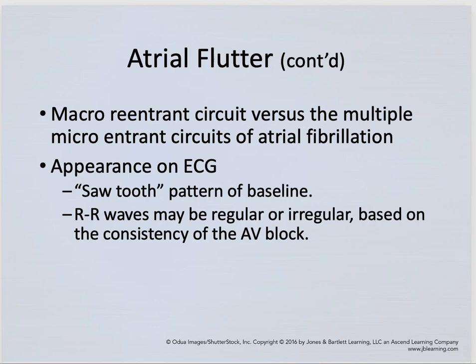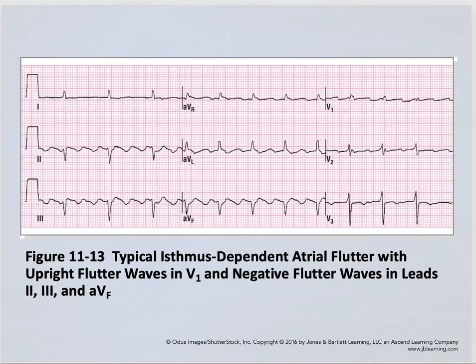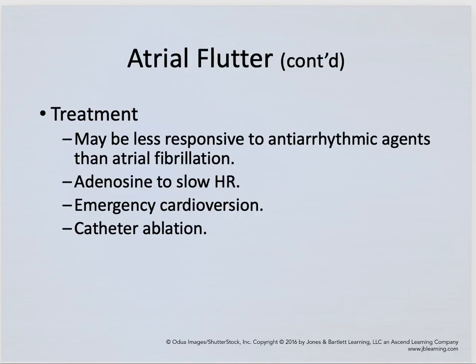The appearance, instead of being chaotic with no discernible P wave, is that I'm going to describe the baseline of a flutter as a sawtooth pattern. It kind of looks like sine waves, or maybe a steak knife, those nice regular-looking waves. The R waves may be regular or irregular, depending on the consistency of the AV block. So this is what a flutter looks like, different than AFib. I call that a sine wave or sawtooth pattern, similar-looking sine waves that look pretty continuous.